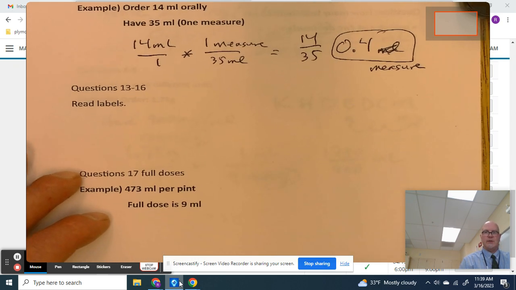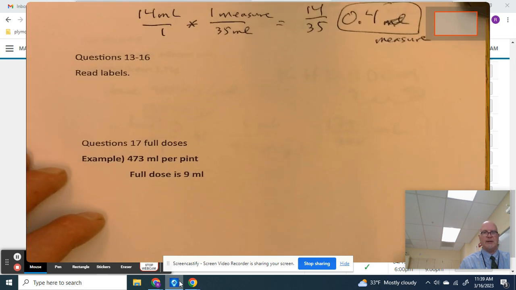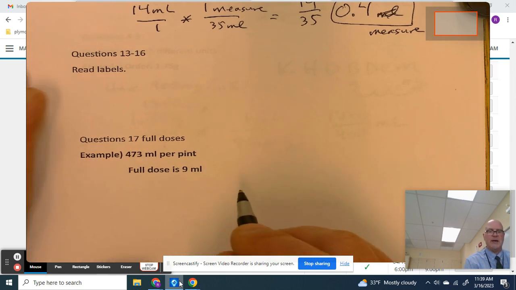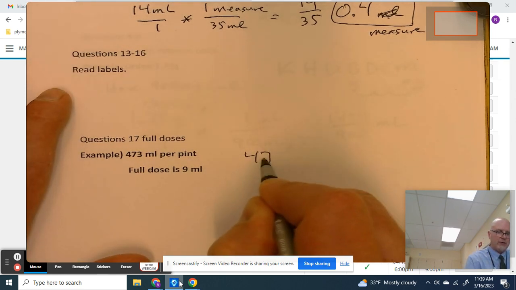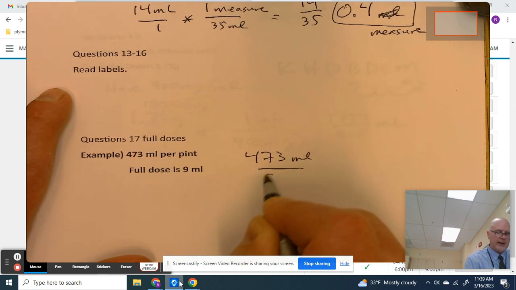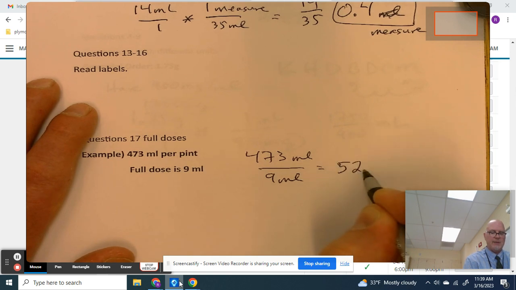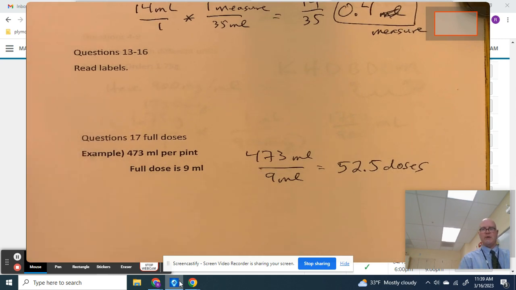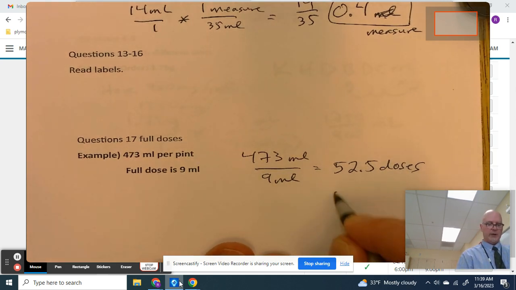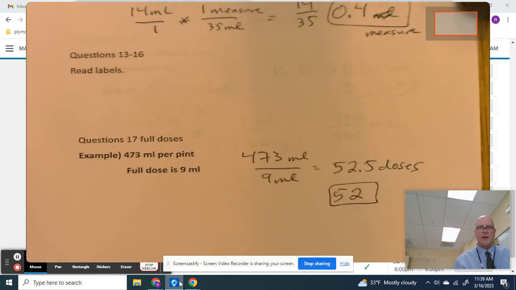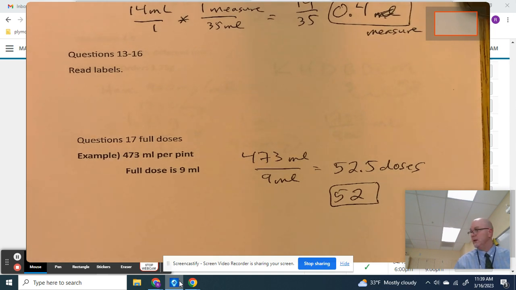Questions 13 through 16 go through the same process of reading labels. Question 17 talks about if you have, and this is the only time this question comes up, if you have 473 milliliters total and your full dose is 9 milliliters, you're just going to do some sort of division, and it came out to 52.5 doses. Okay, now we need to round that to the number of full doses. And even though we would typically round it up, because it's 52.5, we want to have it as 52 total because we want a full dose.